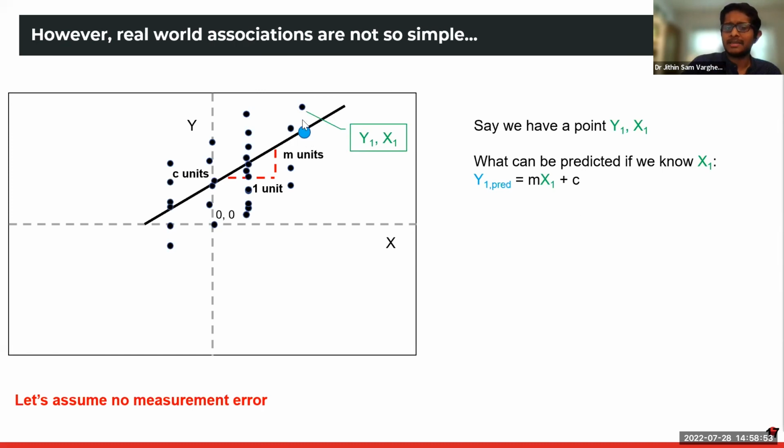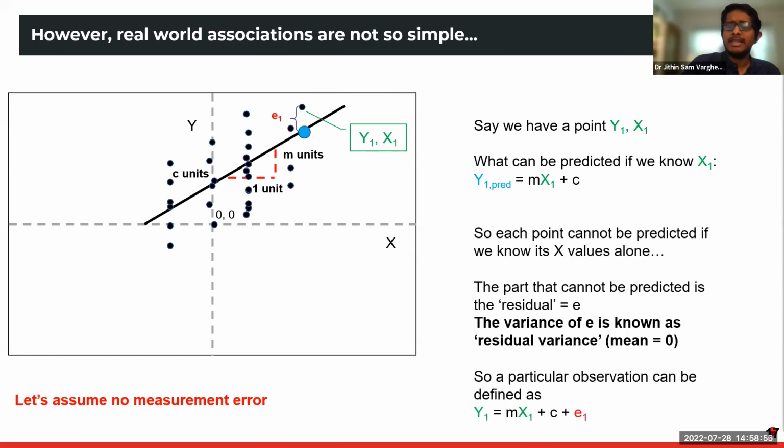But we know that is not the same as y1. So each point cannot be predicted if we know its x value alone. The part that cannot be predicted is known as a residual. Let's say that is E1 for this point. So for a particular observation, we can define it as y1 equals mx1 plus c plus this residual, which is called E1. We also assume that the residuals have a residual variance, some quantity, and a mean of 0.